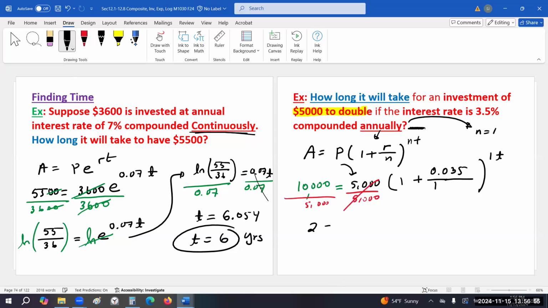So you get 1.035 to the power t. Now it looks much cleaner. I added 1 to 0.035, so you got 1.035 inside. And 1 times t is just t.